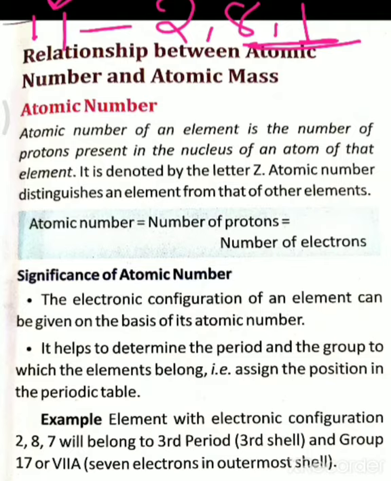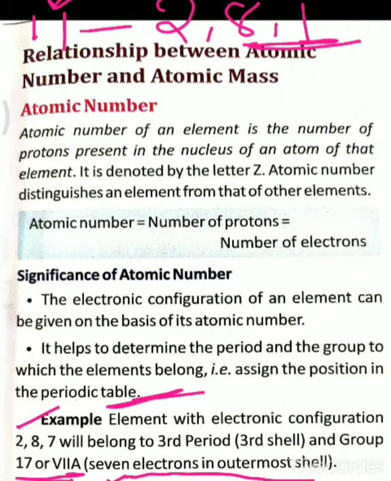Then it helps to determine the period and the group to which the element belongs. That is, it assigns the position in the periodic table. How? Let's see. An element with electronic configuration 2, 8, 7 will belong to the third period and group 17, or 7th group, that is, 7 electrons in the outermost shell. So if we know the atomic number, then we can predict its position in the periodic table also.